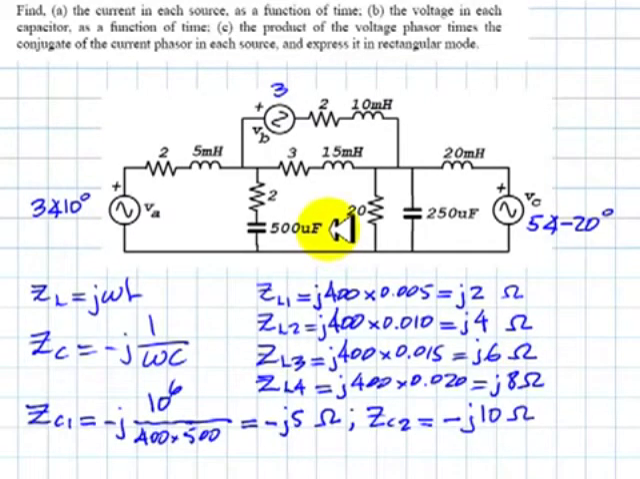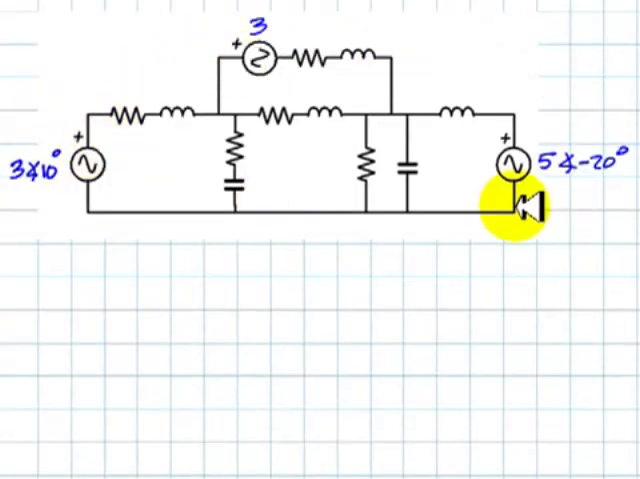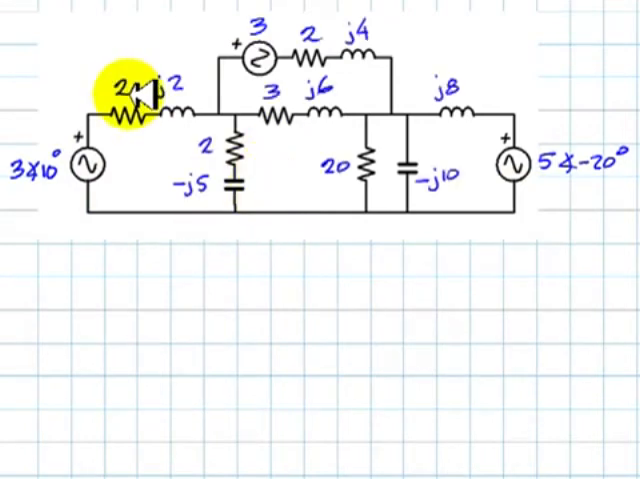The impedance of the 500 microfarad capacitor is negative j5 ohms, and the impedance of the 250 microfarad capacitor is negative j10 ohms. And now let's represent the circuit with impedances and phasors. First, the voltage phasors for the three sources. Now the impedances. We're going to write these as 2∠2, 2∠−5, 3∠6, 2∠4, 20∠0, 10∠−90, and 0.8∠0.